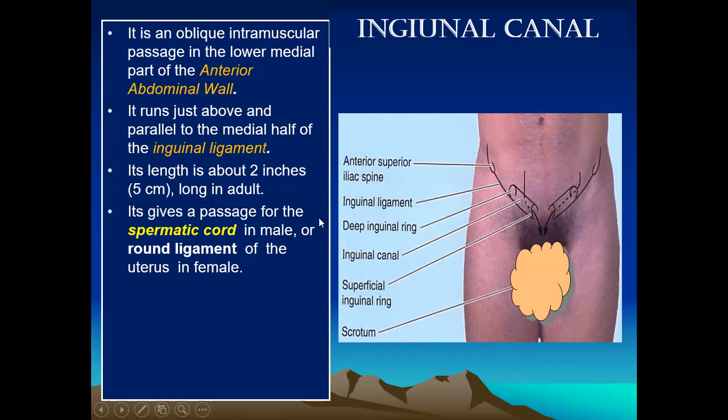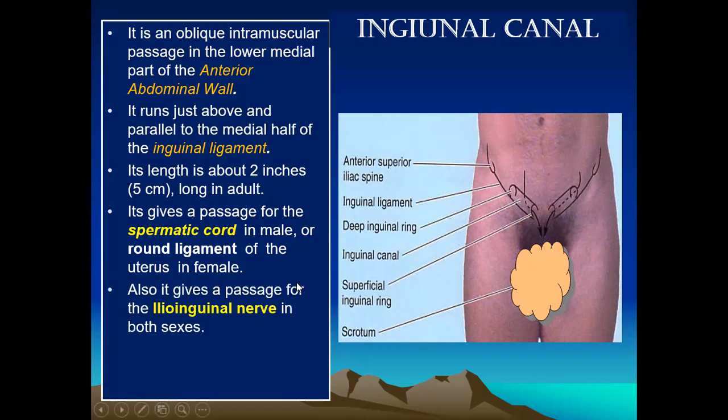It gives passage for the spermatic cord. Very important structures are there. One is the spermatic cord in case of male, and in case of female, it will be the round ligament of the uterus. So these are the two contents, along with some nerves as well as some lymph nodes. Okay, so these are the main contents of this canal. In case of male, it will be the spermatic cord, and in case of female, the round ligament of the uterus, along with some nerves like the ilioinguinal nerve, which is present in both male and female.